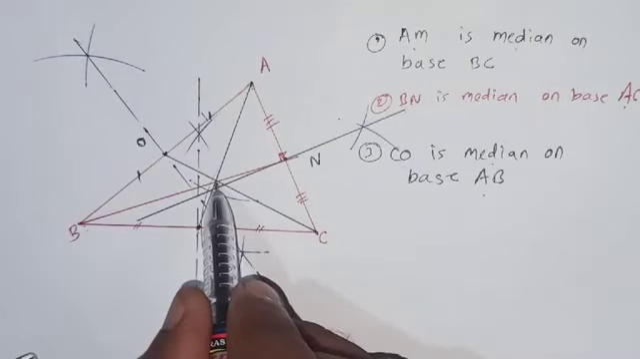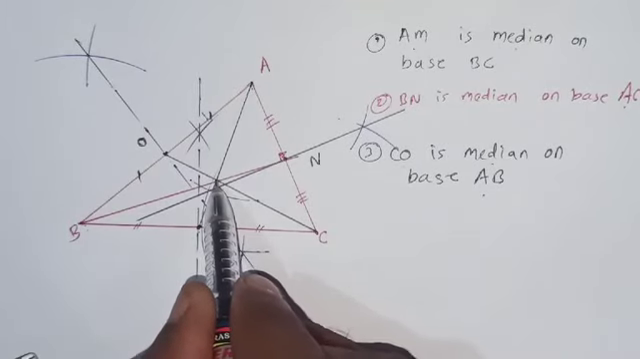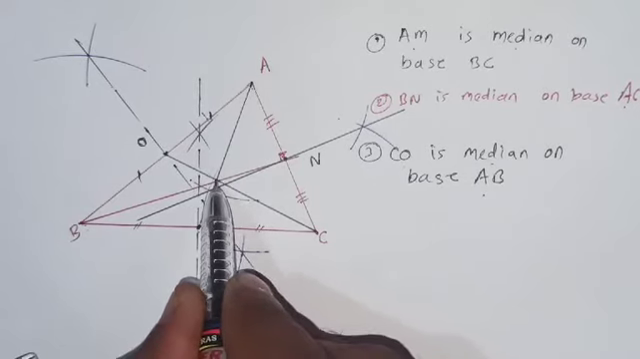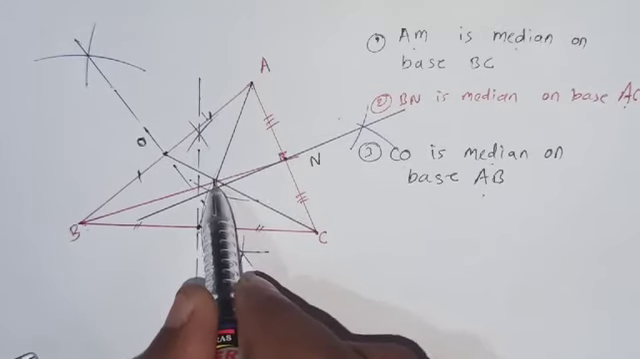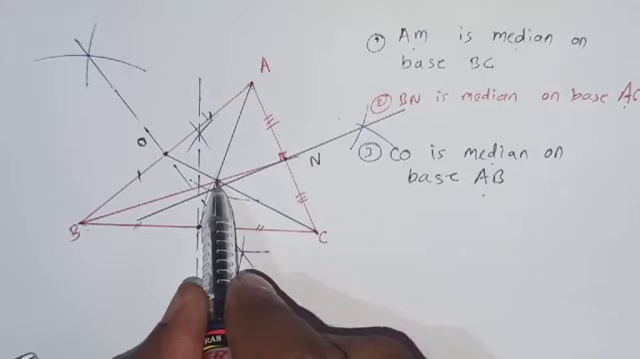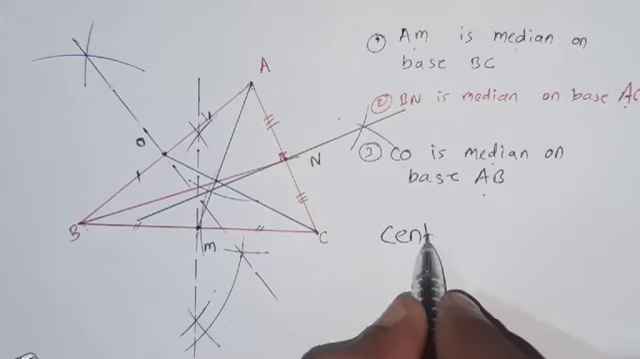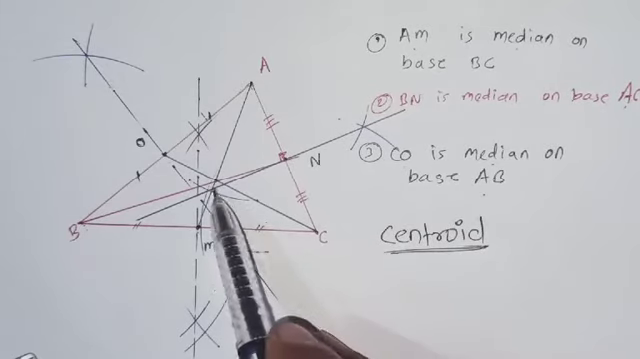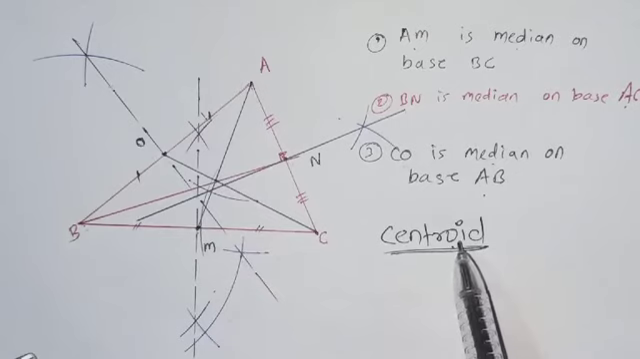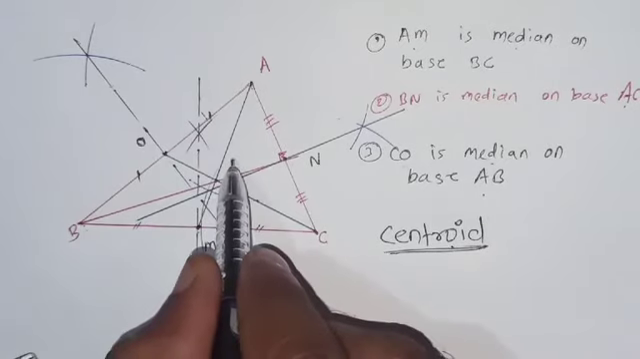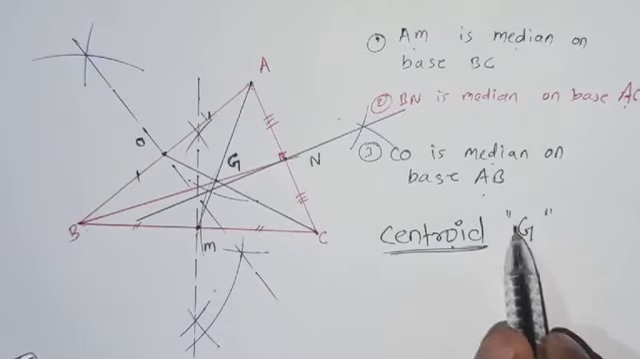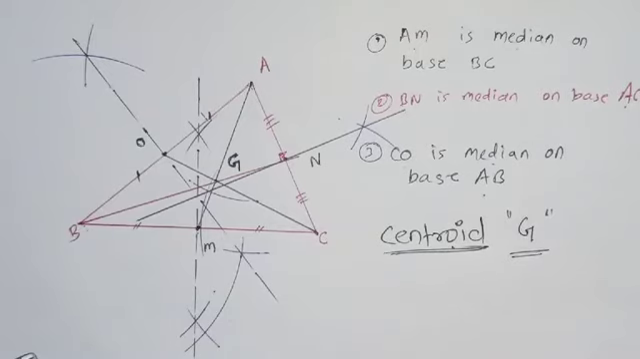After joining, we have seen that they meet at one point inside the triangle. The point where all the medians join, the point of concurrence of the medians, is called the centroid of that triangle. The centroid is named as point G, capital G. So G is the centroid of a triangle.